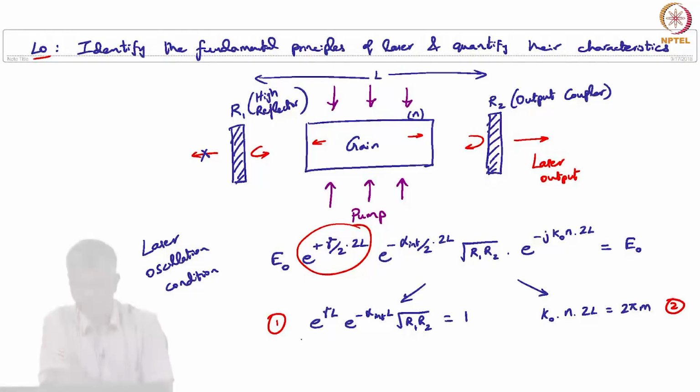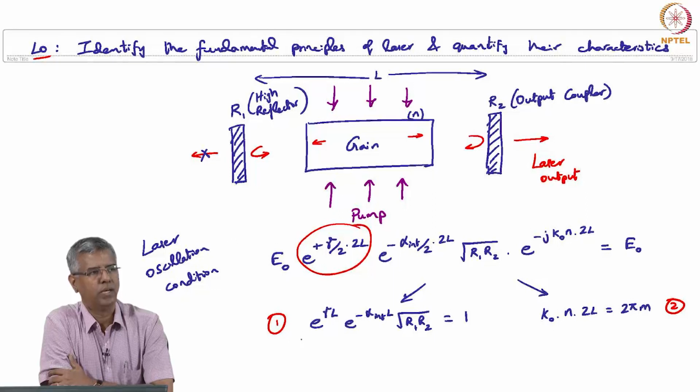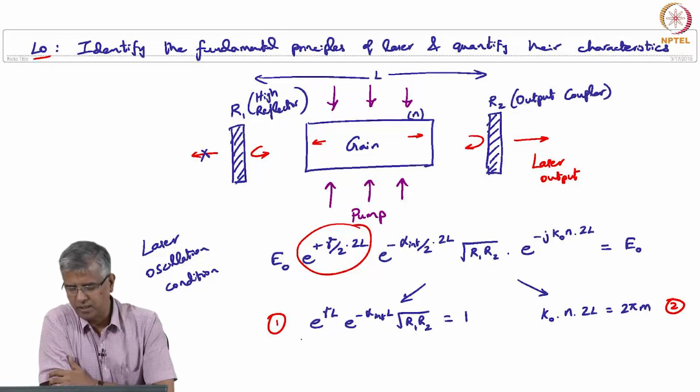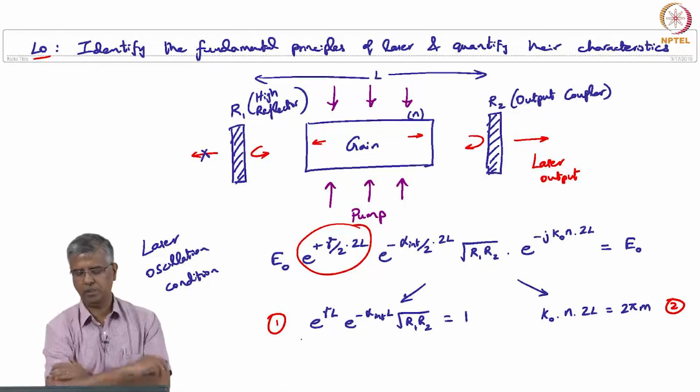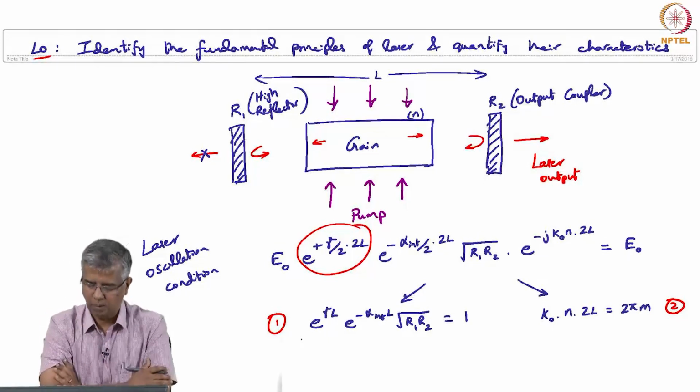So, welcome back to Introduction to Photonics. In the last lecture, we started discussing lasers. We said lasers are nothing but an amplifier with feedback, and we considered this simple case of a gain medium. On either side of the gain medium, we had mirrors providing the feedback.